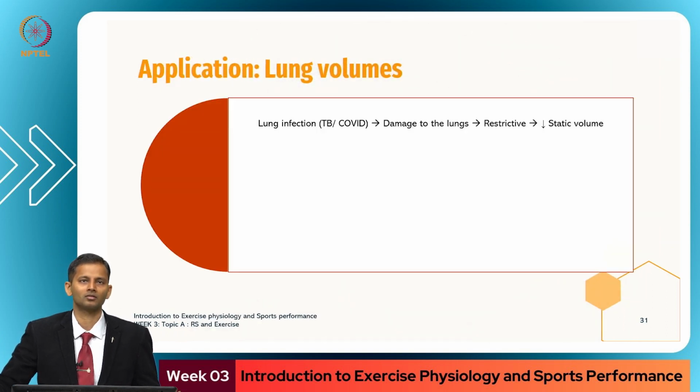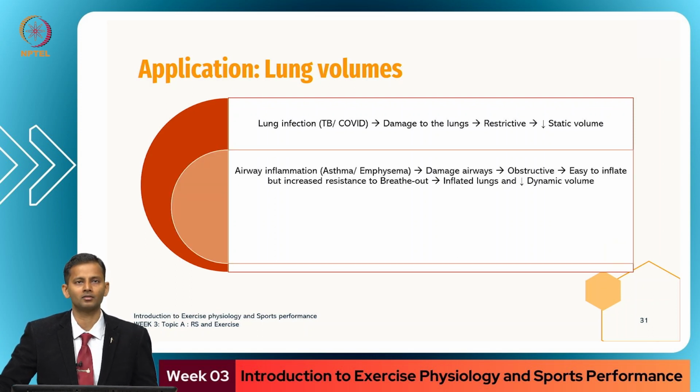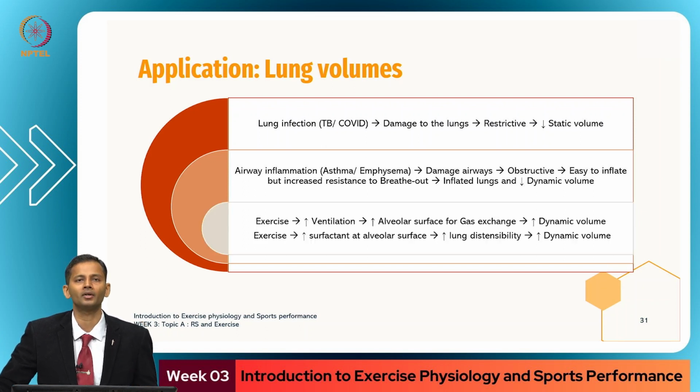So the application is, during lung infections, you will have damage to the lungs. So obviously the lung becomes less inflated, and parenchyma is also lost. That causes a restrictive lung disease. The static volume decreases. Whereas in case of inflammation of the airway, you will have obstruction of the airway, increased resistance, thereby increasing the inflation of the lung parenchyma and the alveoli, so that results in increased resistance during expiration. So that decreases the dynamic volume.